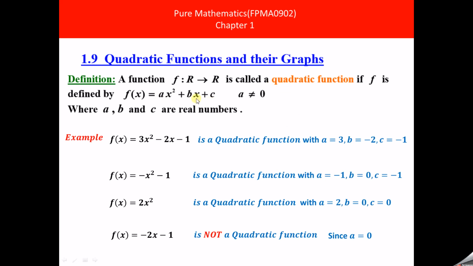And the x term and constant are optional. Sometimes you may have the x term, sometimes you may not have the x term, sometimes you may have the constant, sometimes you may not have. So it is not necessary that the function should have x and constants, but it must have the x square term, then only it is a quadratic function. So any quadratic function is of the form ax square plus bx plus c. This we must remember, this standard form.